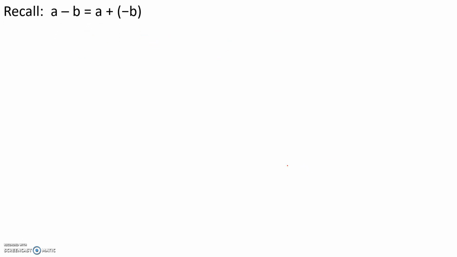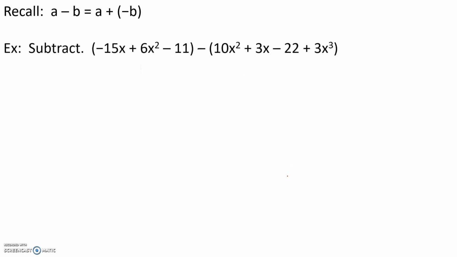Recall that a minus b is a plus negative b. In other words, subtraction is simply adding the opposite. So when subtracting polynomials, we need to rewrite the second polynomial that is being subtracted. So in this case, the first polynomial will remain negative 15x plus 6x squared minus 11.